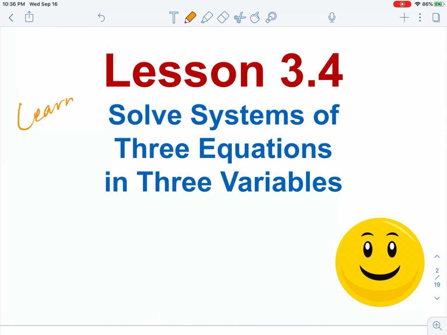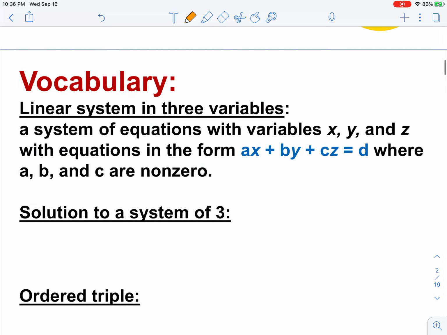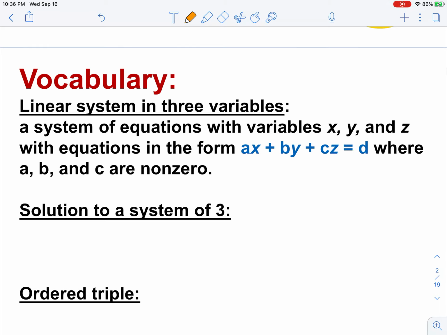So our learning target is really very simple. What we want to do is walk away after watching this video and be able to solve a complicated system of equations, a step up from what we were doing yesterday. Just to describe, a linear system in three variables has x's, y's, and z's. It's got coefficients in front of the x's, y's, and z's that are non-zero. They can't be zero. They can be negative or positive, but not zero.